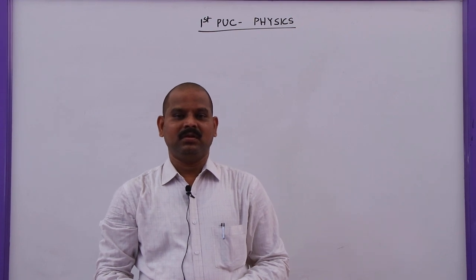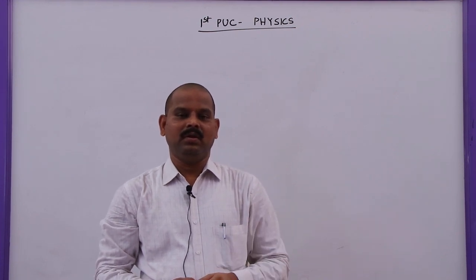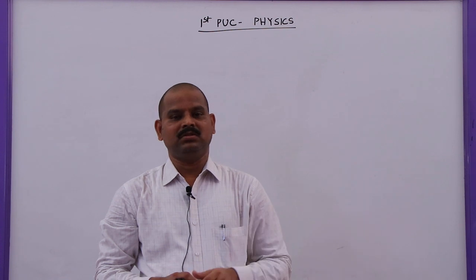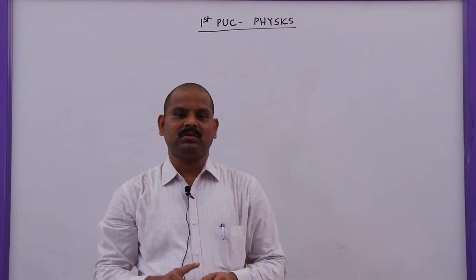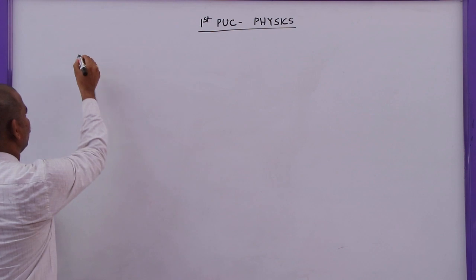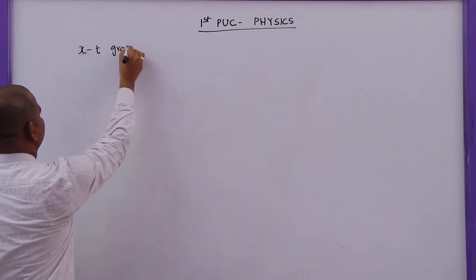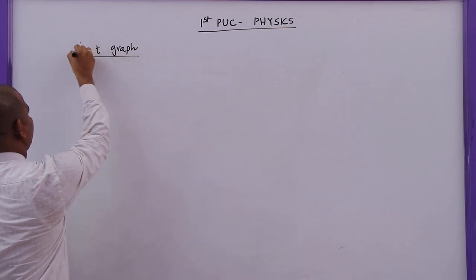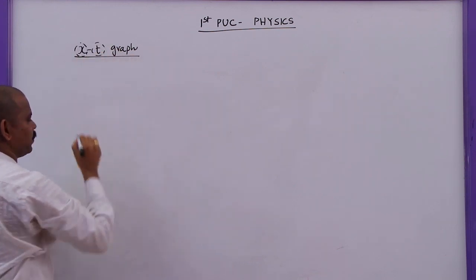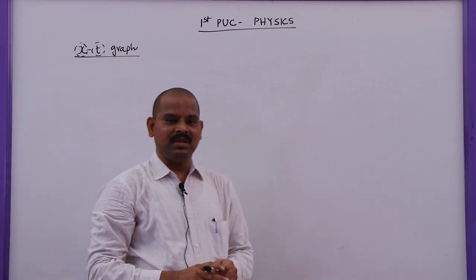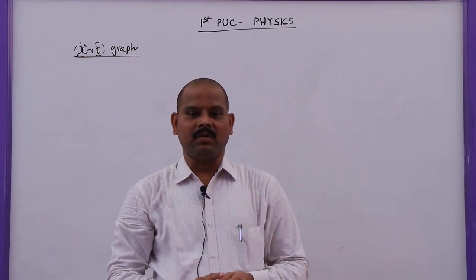Hi students, in the last video we learnt about speed and velocity. Now in this we will learn about the xt graph, where x is the position, t is the time. So what is this xt graph? What is the necessity of these graphs?